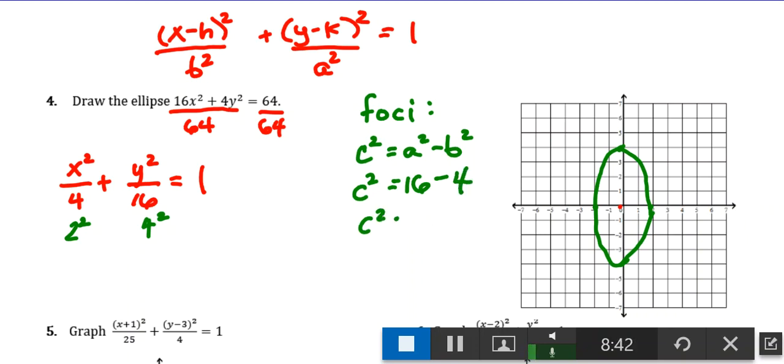So c squared is equal to 12, and c is the square root of 12, which you would simplify to be 2 root 3. So you could use a calculator to estimate the square root of 12, or you could just figure that it's bigger than the square root of 9 and smaller than the square root of 16, so it's somewhere between 3 and 4. So if you're just graphing it as an estimate, you can graph it somewhere between 3 and 4. And those are your two foci. Alright, next one.